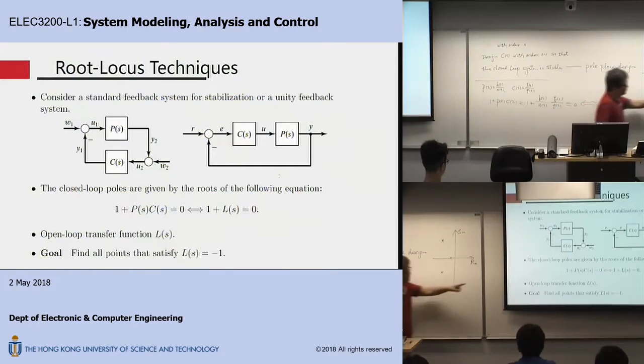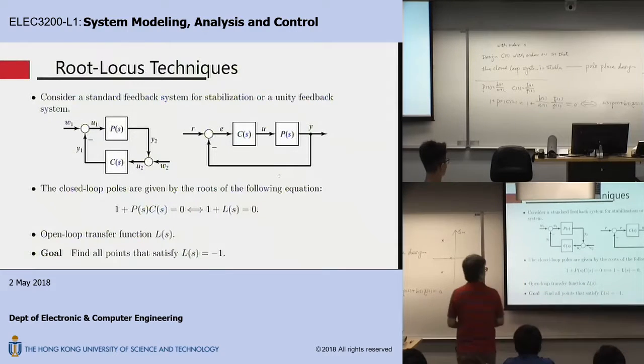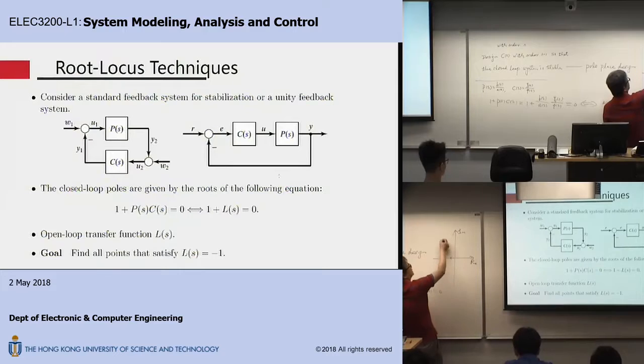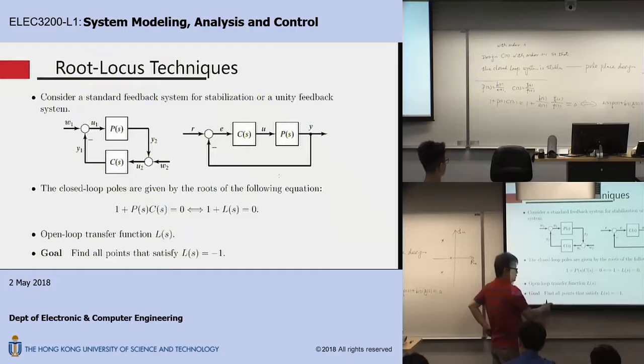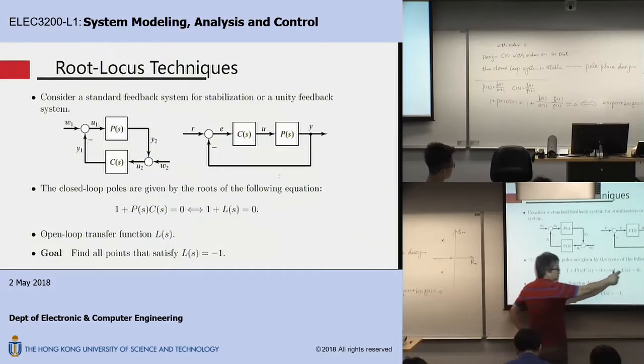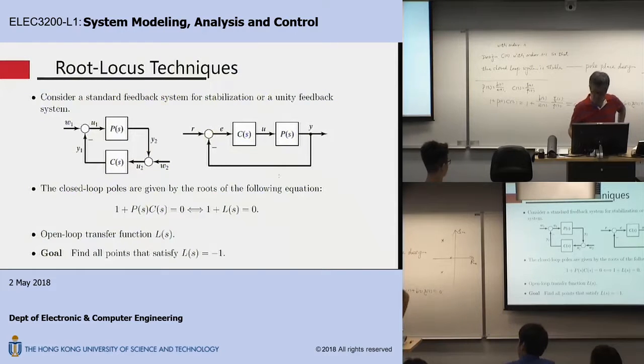So if you want to investigate the closed loop poles, you want this to be 0. Basically, the closed loop poles are those complex numbers s so that this is 0. If you can find s, it is just a point in the complex plane. You can put it another way: L(s) equals -1 is the same as 1 plus L(s) equals 0.